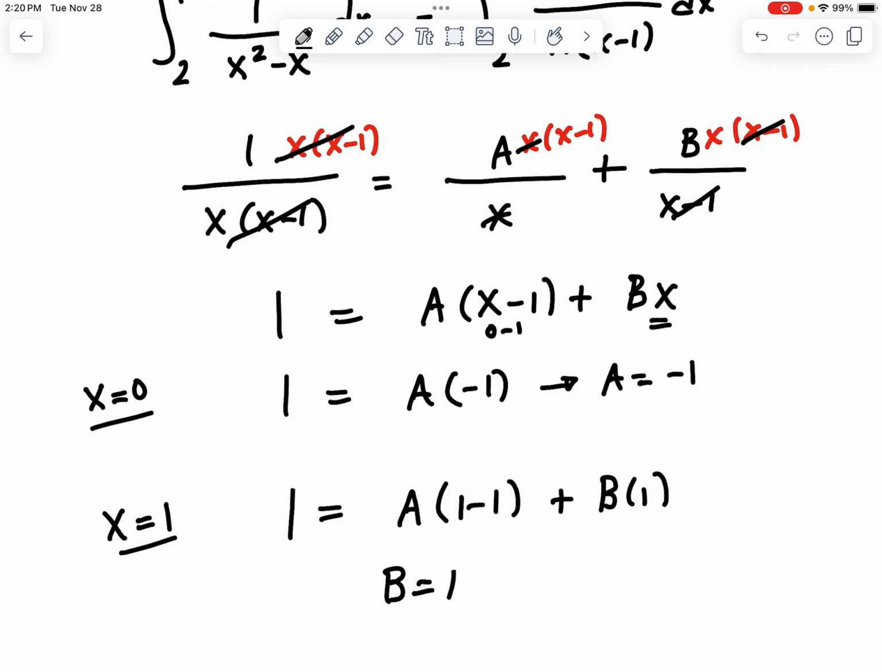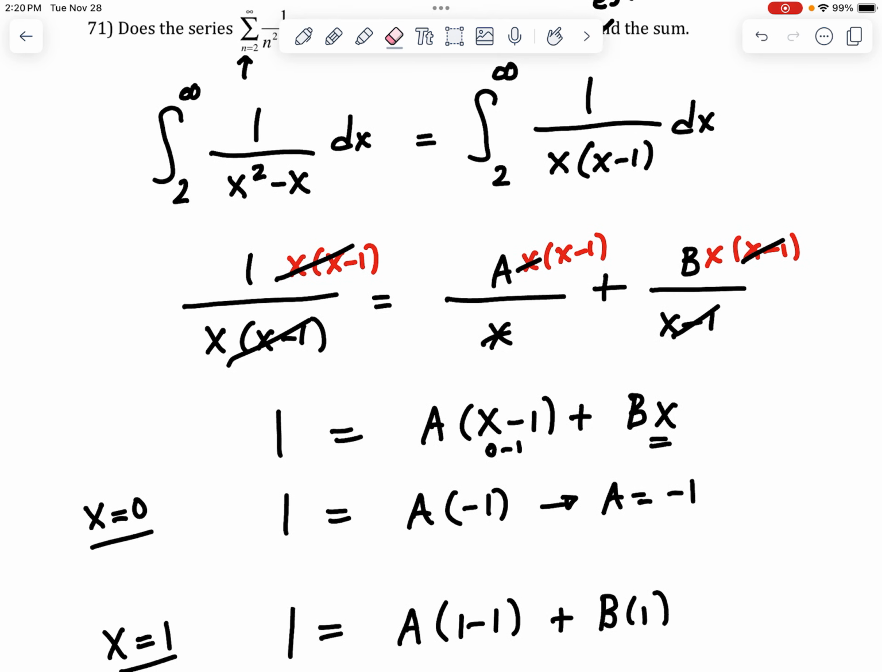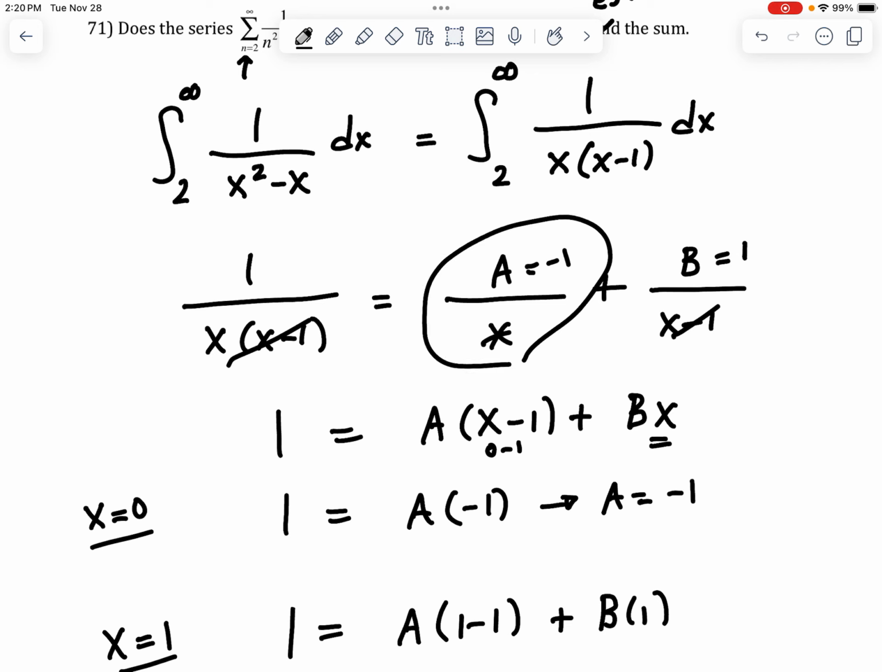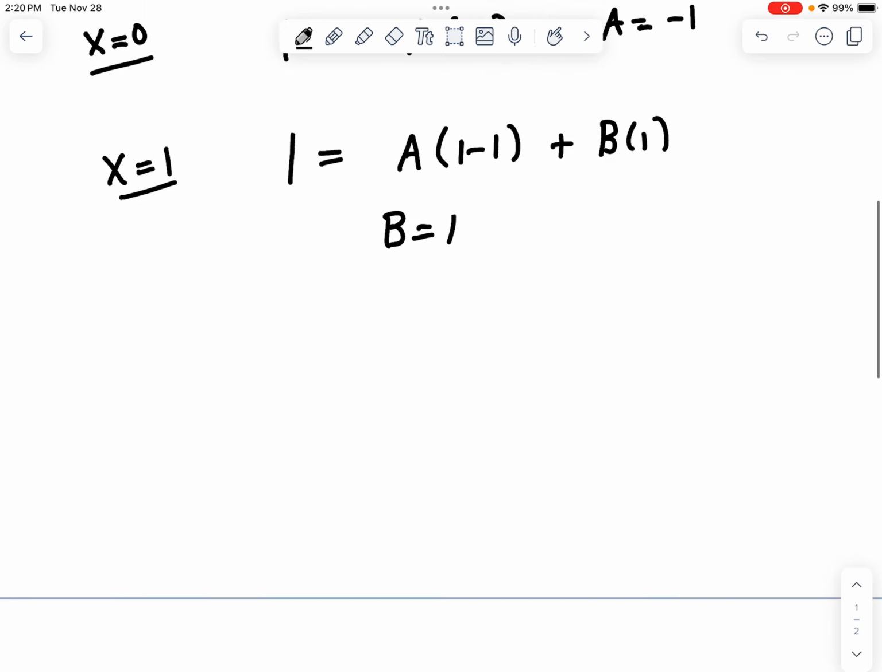So then I need to go back to where I made a bit of a mess with my cancellations, and then substitute that a is going to be a negative 1. Trying to get my pen to work. And that b is going to be 1. So this one is going to be integrate negative 1 over x, and this one is 1 over x minus 1. And don't forget, the limits are 2 to infinity.